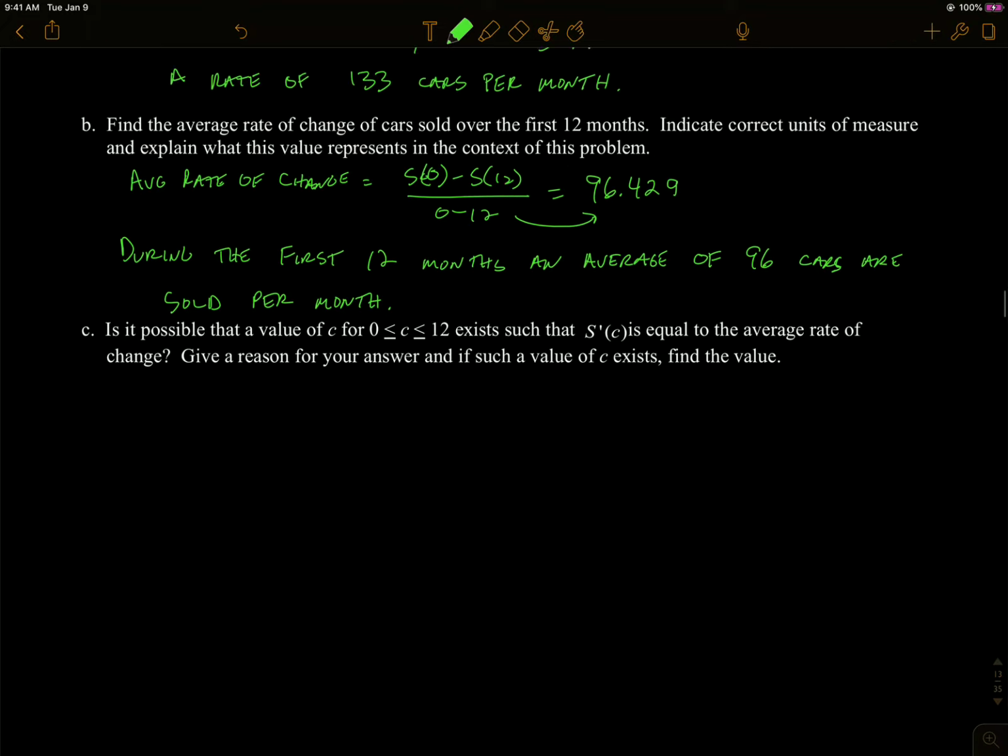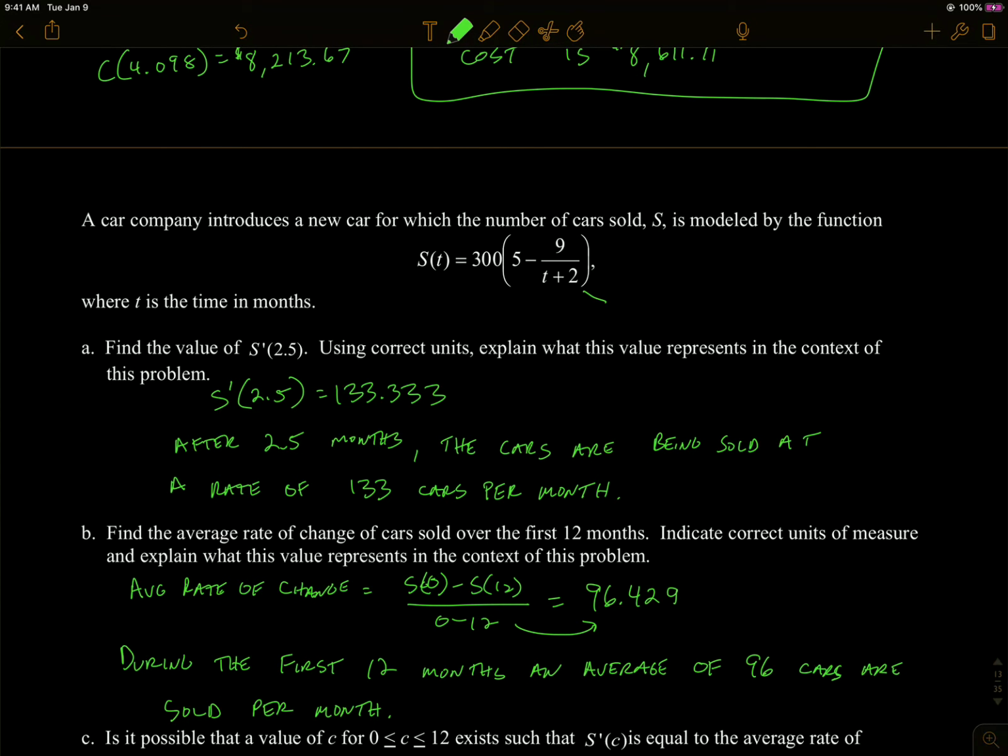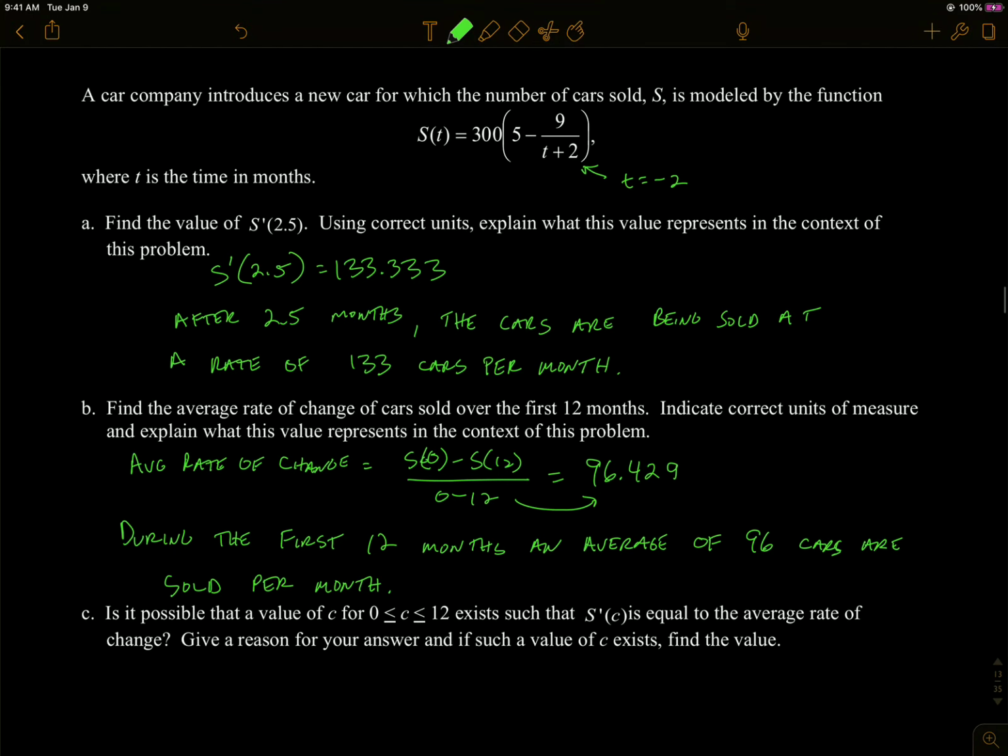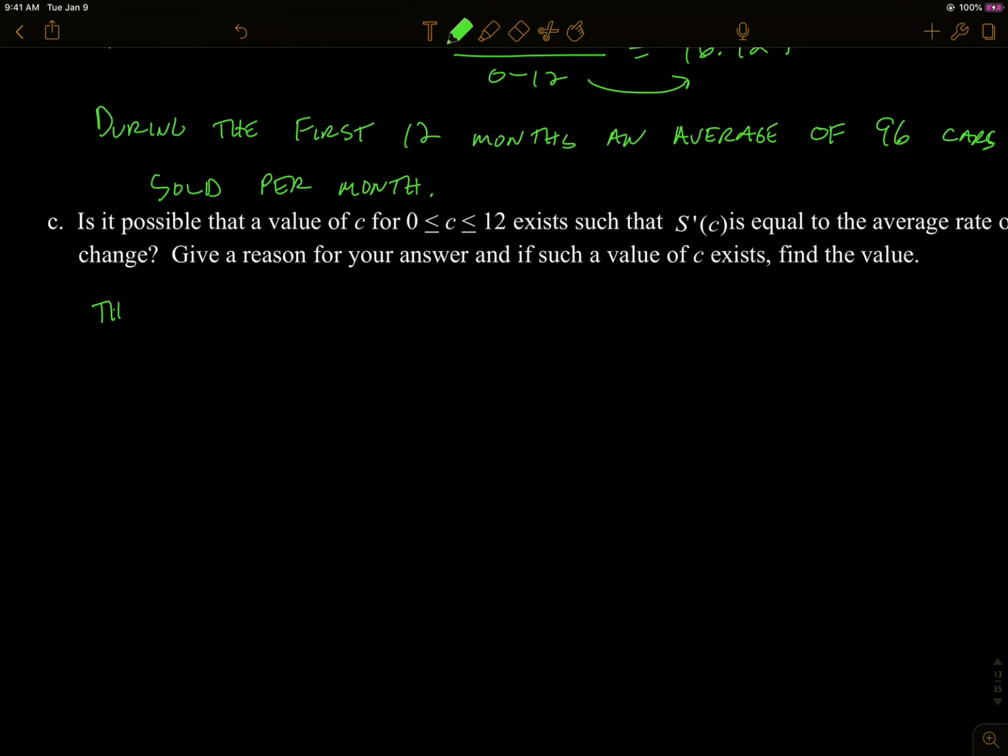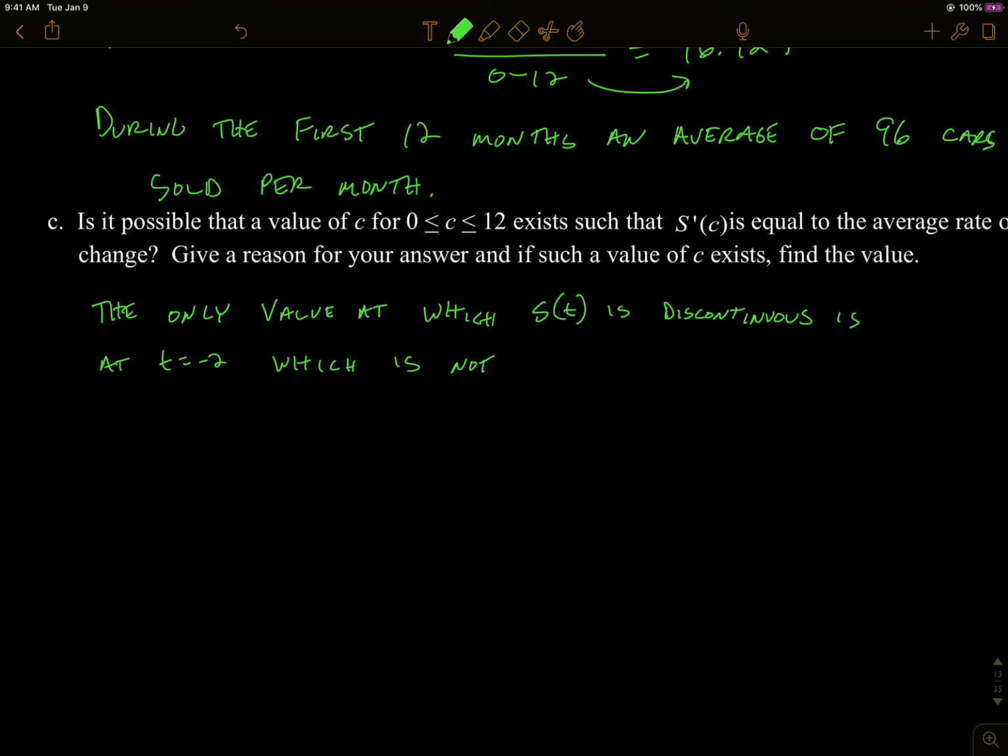So first of all, we got to make sure the function is continuous and differentiable. The only spot where it's not continuous, therefore not differentiable as well, is at t equals -2. And that is not on this interval 0 to 12. So we're going to say that the only value at which S of t is discontinuous is at t equals -2, which is not on the closed interval 0 to 12.